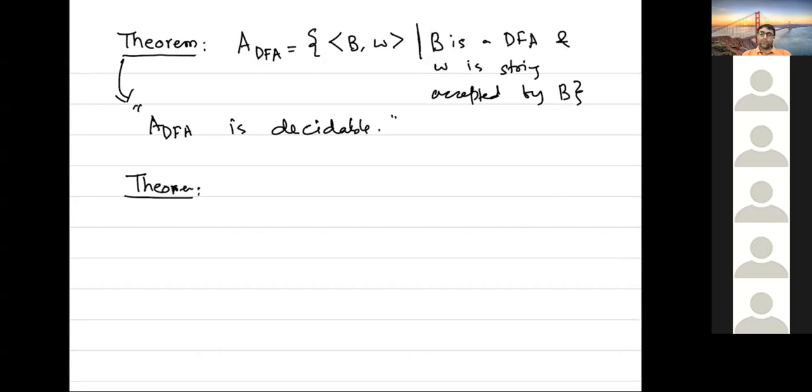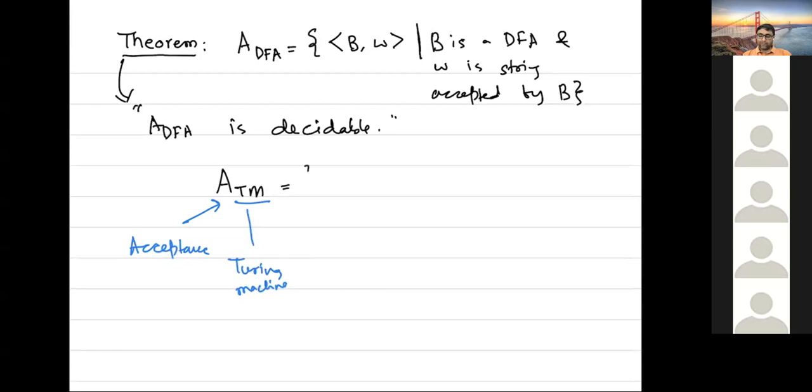Okay. And before we go to that theorem, let me say there is a language which we call ATM. So this A in ATM refers to acceptance, and this TM refers to Turing machine. So we define this ATM as a language that contains the description of a Turing machine M and a string W, such that M is a Turing machine.